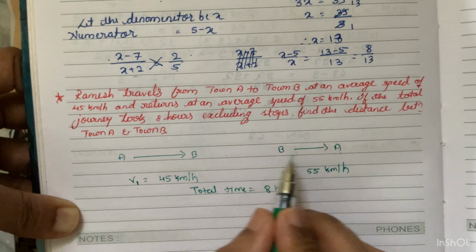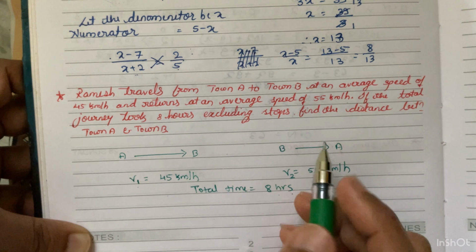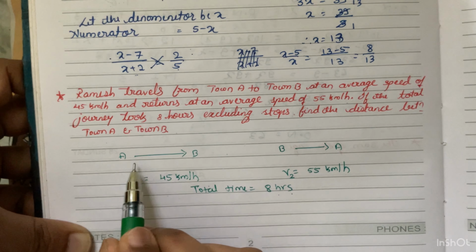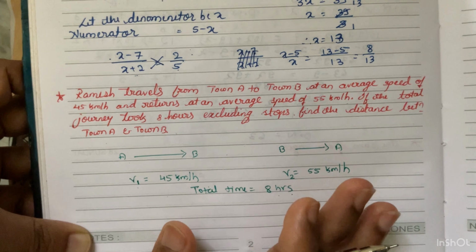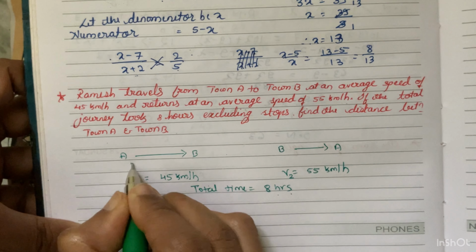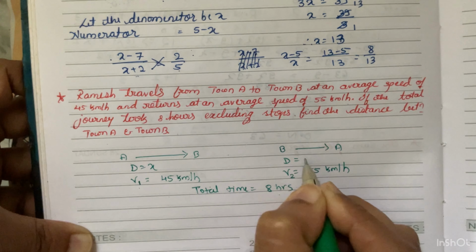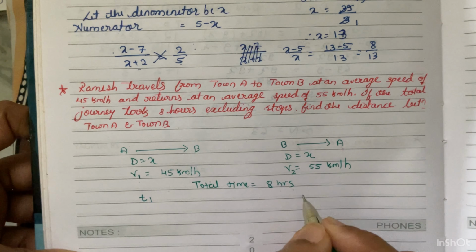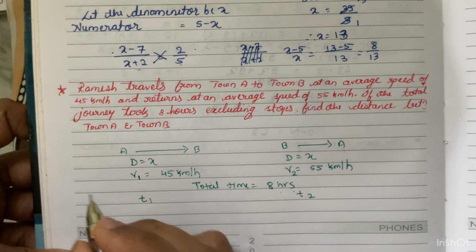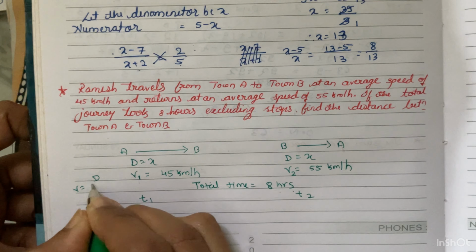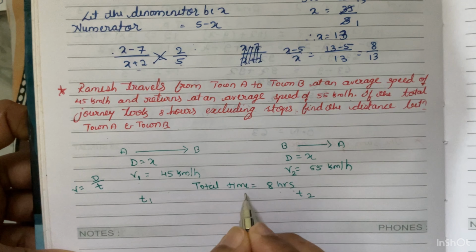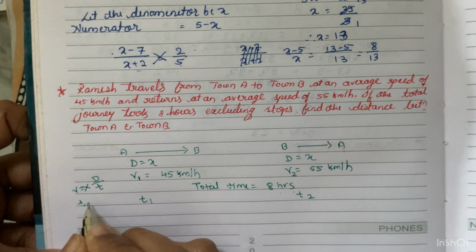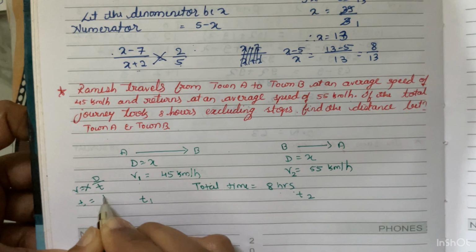The journey took 8 hours excluding the stops and all. Find the distance between town A and town B. As I mentioned already, from A to B and from B to A, the distance remains the same. So I'm going to consider distance equals x. For A to B I'll consider time t1, and for B to A I'll consider t2. The formula is speed equals distance divided by time, and we will calculate for t.